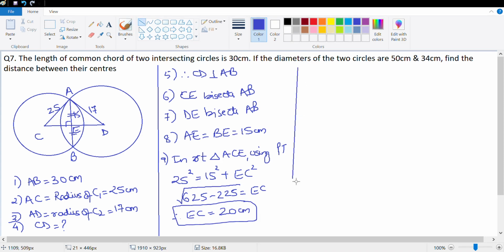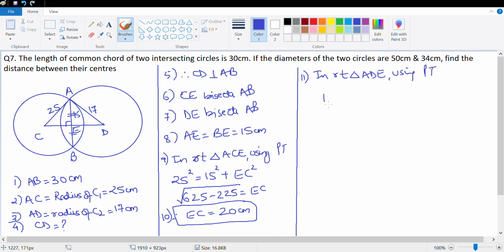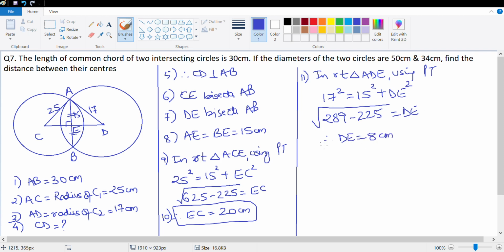Next, in right triangle ADE, using Pythagoras theorem, what I get is 17 square is equal to 15 square plus DE square. This is 289 minus 225 is equal to DE square. This is 64, which means DE is equal to 8 centimeter.